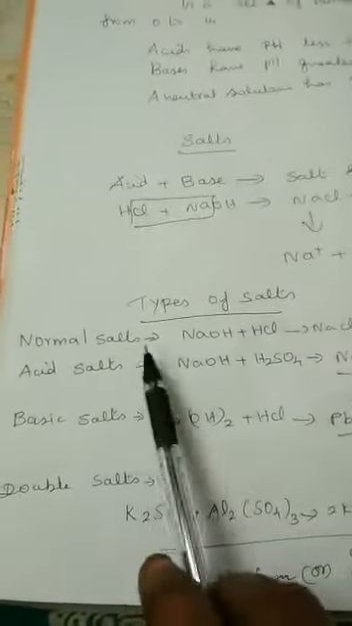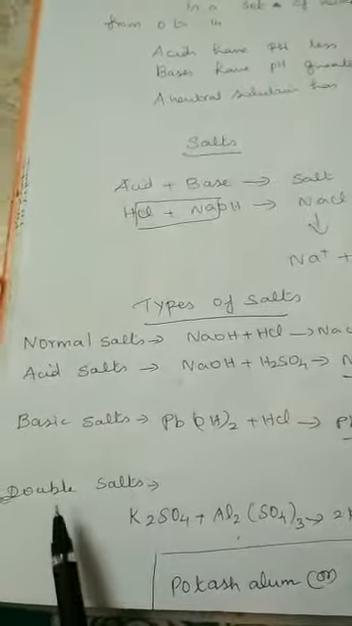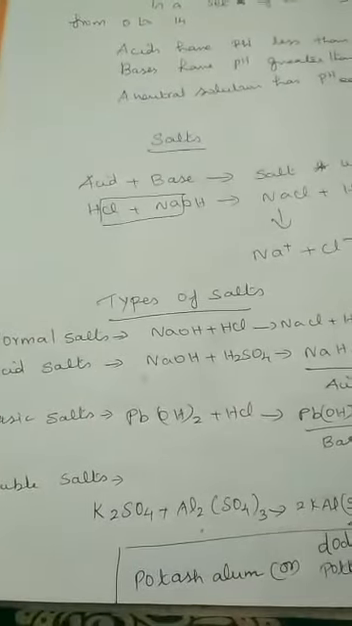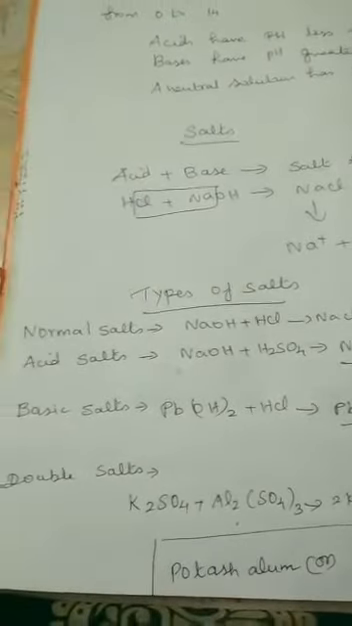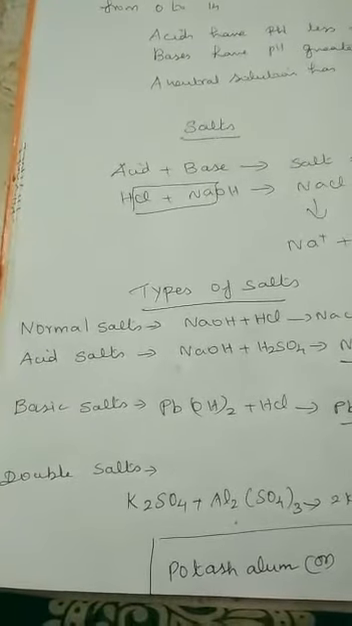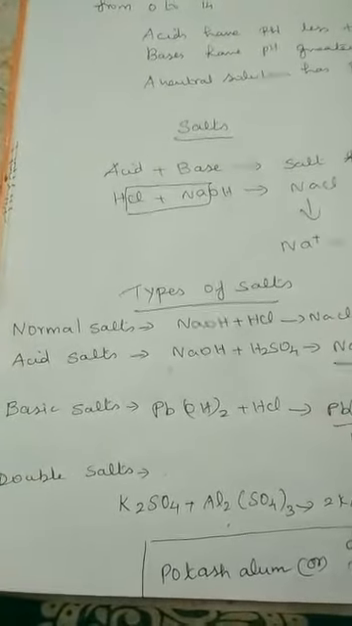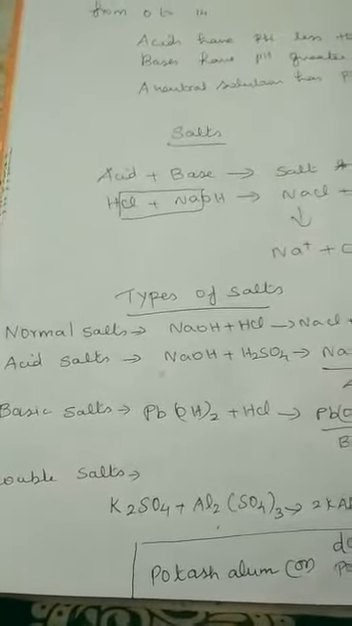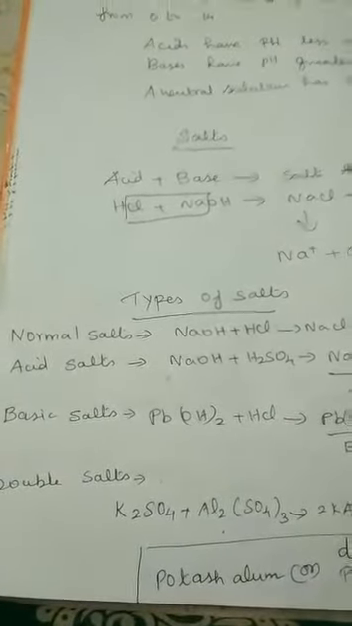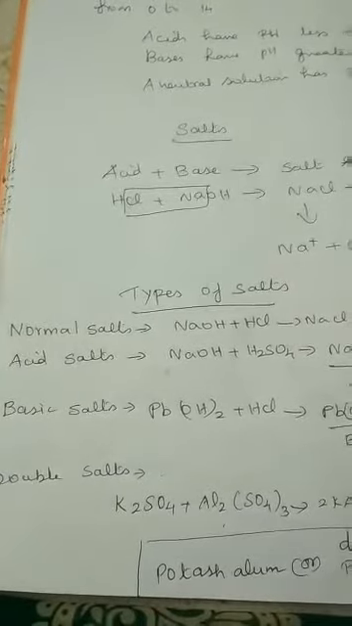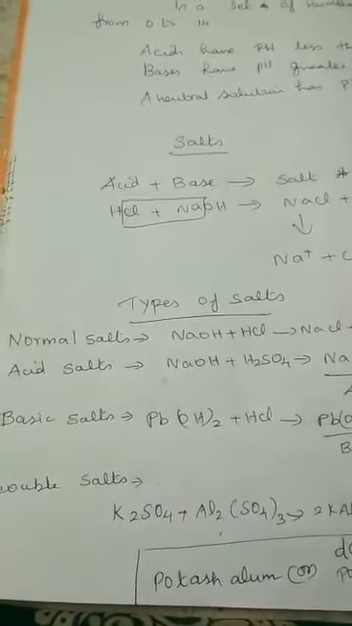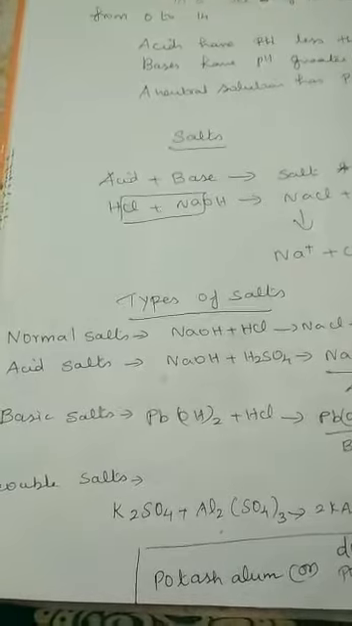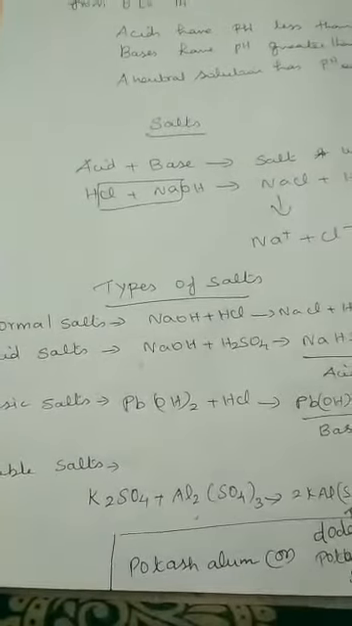Okay, so normal salt, acid salt, basic salts and double salts. What is normal salt? Normal salt is a complete neutralization of an acid by a base. Acid salt means partial replacement of hydrogen ion of an acid by a metal. Basic salt means a partial replacement of hydroxyl ion of a diacidic or triacidic base with an acid radical. Isn't it? Thank you, children.